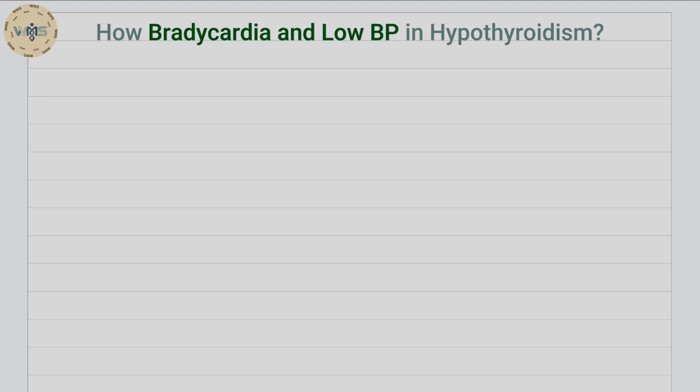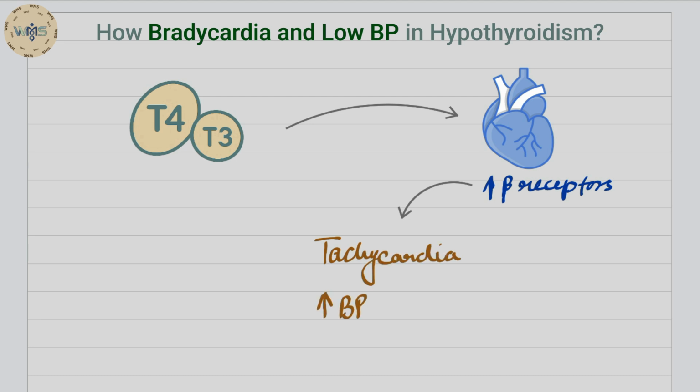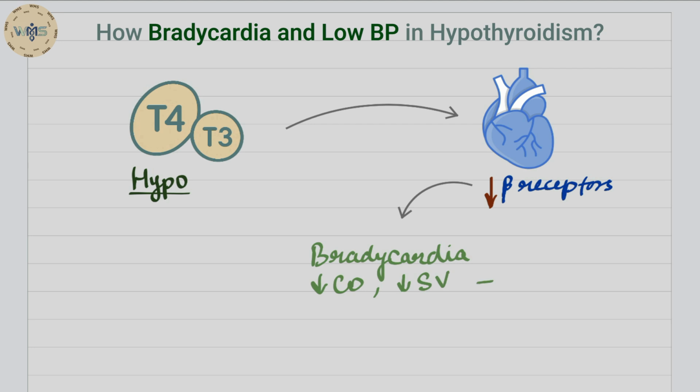On the heart, normally the thyroid hormone increases beta-adrenergic receptor expression on the heart, resulting in tachycardia and increased BP. In hypothyroidism, the beta-adrenergic receptor expression on the heart is decreased, which results in bradycardia, decreased cardiac output, decreased stroke volume, and ultimately decreased BP. The pulse pressure is also reduced in hypothyroidism.